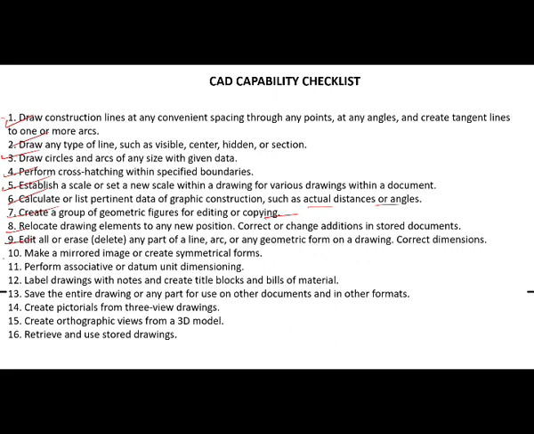Modify the objects. Make a mirror image and create symmetrical forms. Perform associative or datum unit dimensioning. Label drawings with notes and create titles, blocks and bills of materials. Save the entire drawing or any part for use on other documents and in other formats. Create pictorial form 3D drawings. Create orthographic views. Retrieve and use stored drawings. It means CAD software is capable of all kinds of dimensioning, all kinds of technical drawings, bills of materials, creating, editing, modifying, deleting, anything. That is the capability of CAD software.